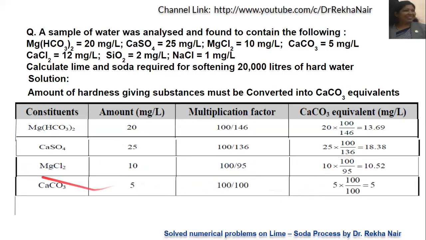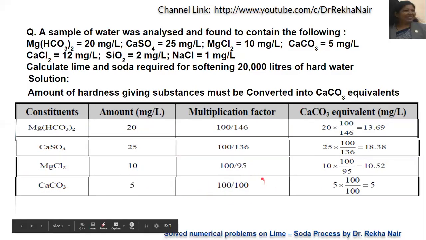For calcium carbonate, again calcium valency is 2. So multiplication factor is 100 upon molecular weight. Molecular weight of CaCO3 is 100. So the multiplication factor is 100 upon 100. The amount is 5. We can multiply it and we will get the CaCO3 equivalent hardness.